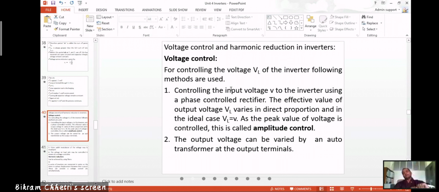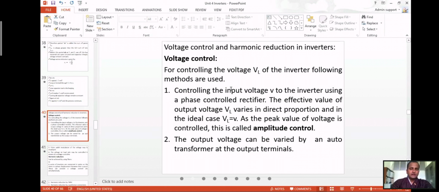Now, external control of a DC voltage: how do we control the voltage? Suppose the input is, let's say, in a HVDC system, or in the case of a UPS, an uninterrupted power supply. We can control the voltage with the help of a chopper. We have already learned what a chopper is, where a fixed DC is converted to a variable DC. If we control the input DC voltage of an inverter, we can control the output voltage. So we have a regulator at the input side itself. That is one way of controlling the voltage.